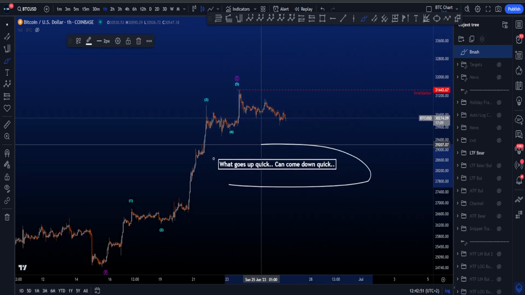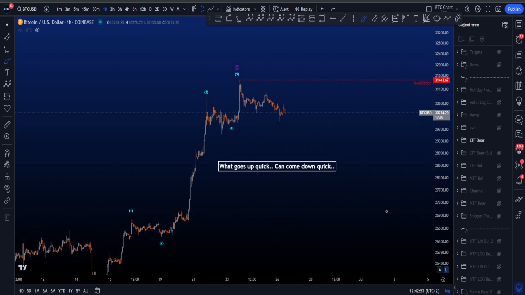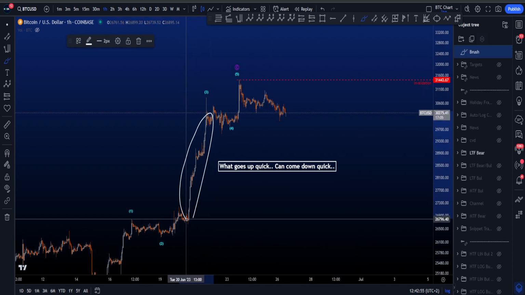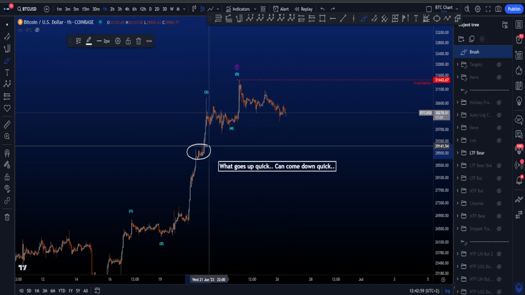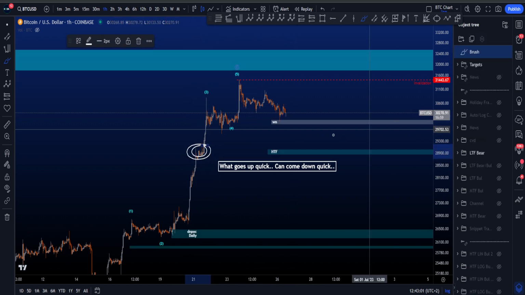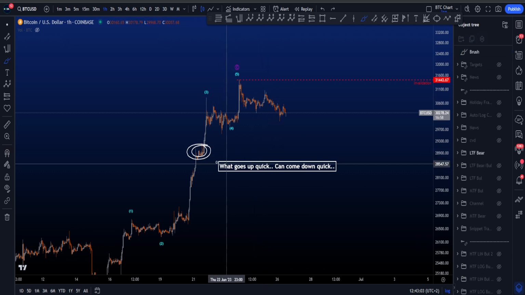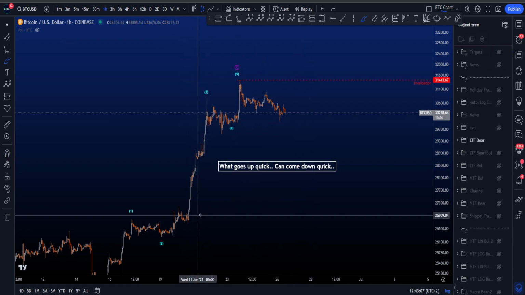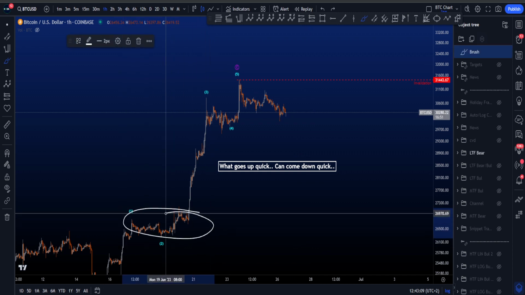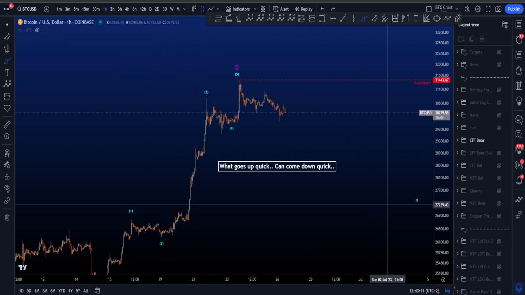And this is important. What goes up quick can come down very quickly. Over here, not much structure. So if price is going to fall towards the downside, we have at least a little bit of support over here with the target box that I've shown, right? But other than that, it's like a straight line to the downside potentially. And then the next structure is all the way down here at around 26, 27k, right?